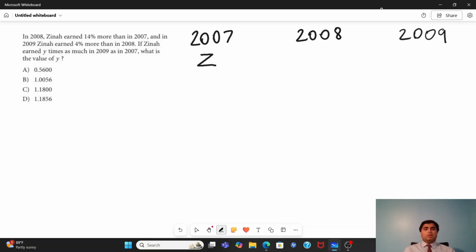Now, in 2008, Xena earned 14% more. So the amount of money she earned in 2008 was 14% more than what she made in 2007. In order to calculate that, we have to multiply the letter Z by 114 divided by 100, because she earned 14% more in 2008 as compared with 2007. So we have to multiply the amount of 2007 by 100 plus 14 over 100.